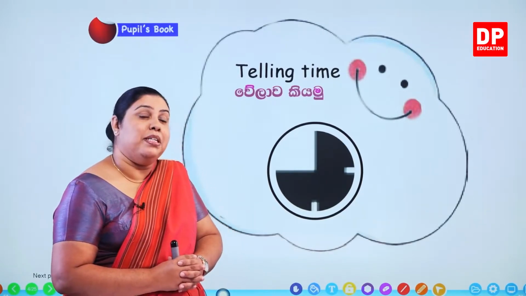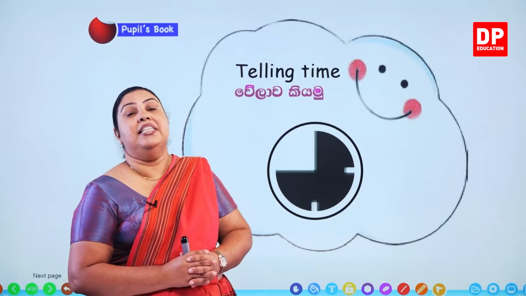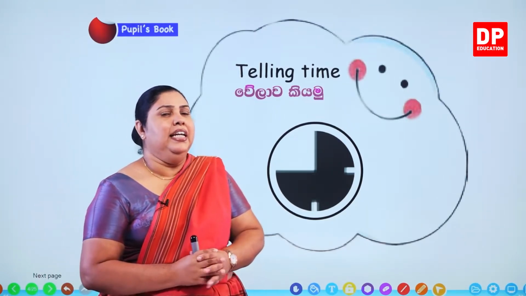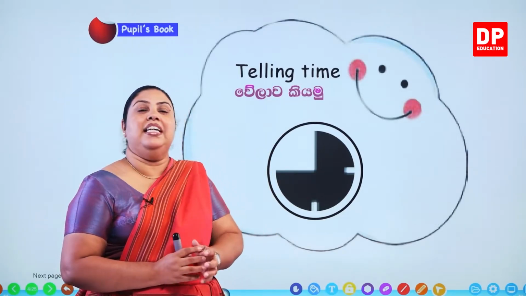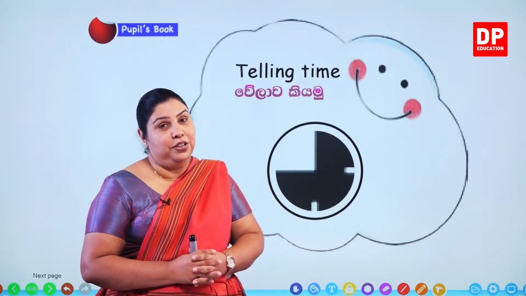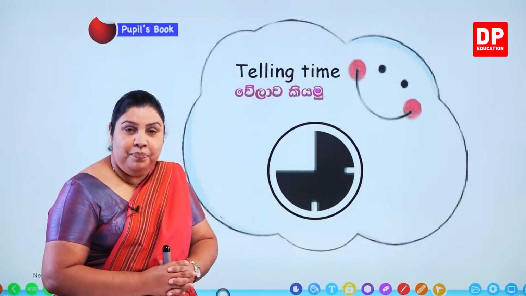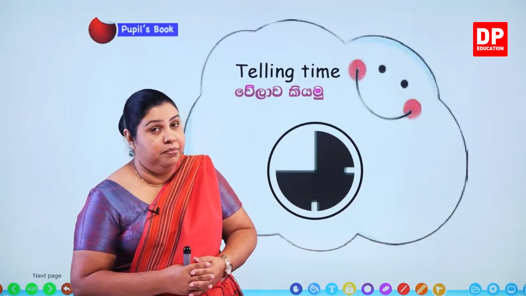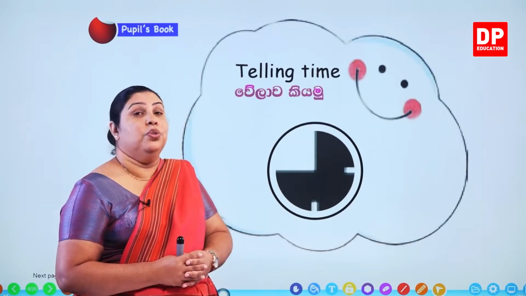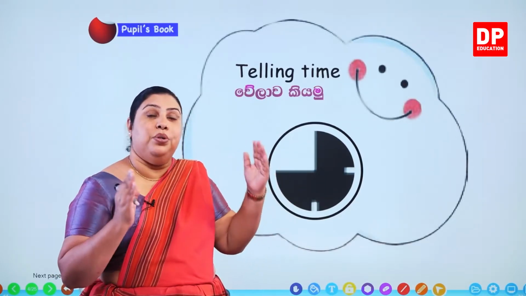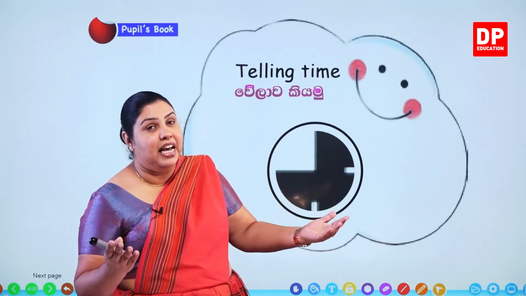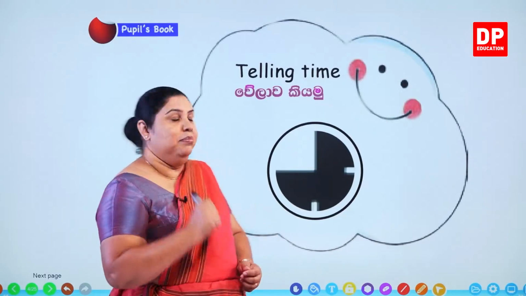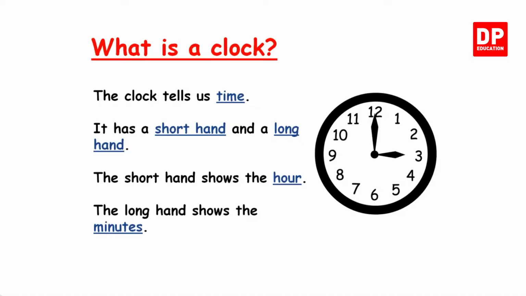All these three little pictures are together in your happy cloud. I have brought them separately so that you can see them very clearly. And I hope you can see that there are differences in these three little pictures that you see in your happy cloud. So in the happy cloud, we have the two words telling time. Velawa kiyamu. So today in our lesson, we are going to use these words, tell the time, and we are going to learn how to say the time properly. Come, let's move on to our next slide.